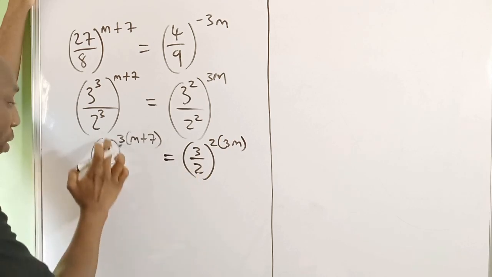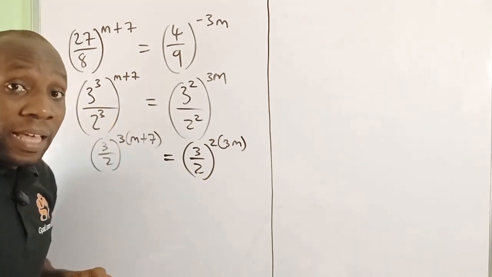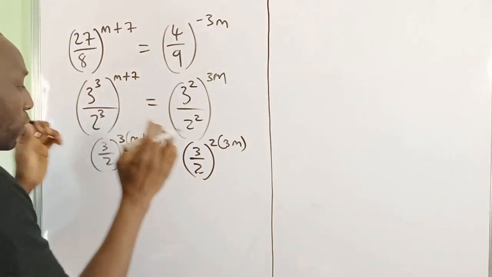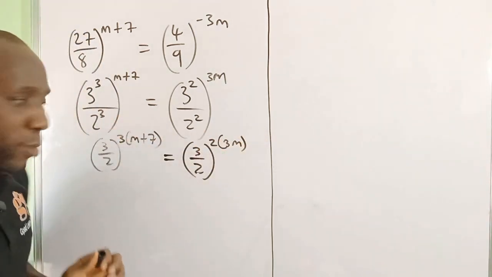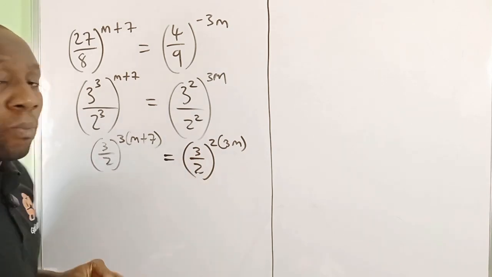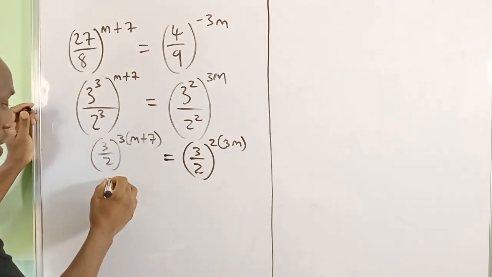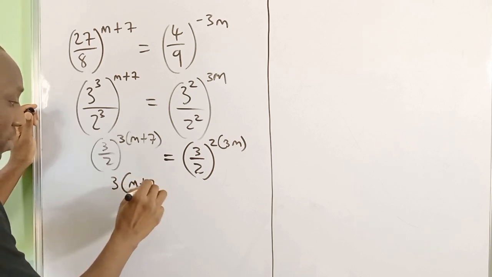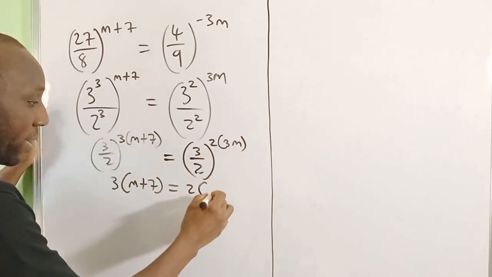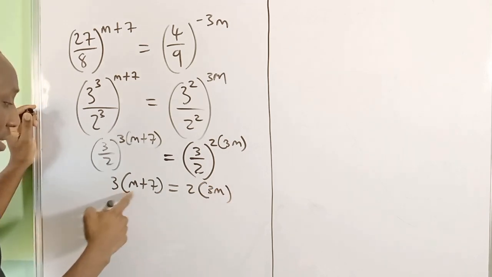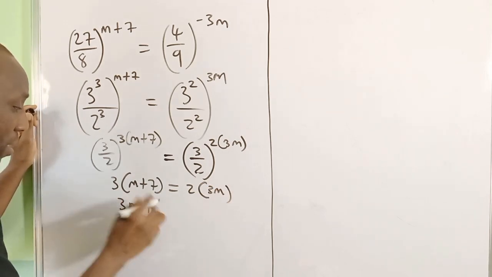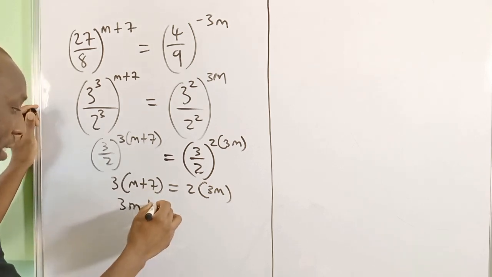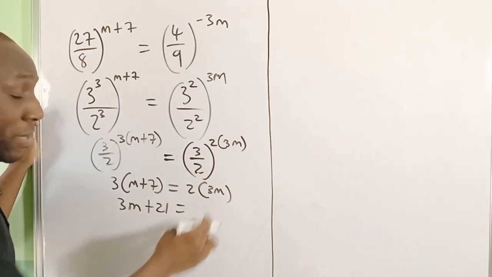We have a common base. 3 over 2 is common to both the left-hand side and the right-hand side. So I'm going to equate the exponent since we have a common base on both sides of the equation. So it's going to be 3 bracket m plus 7 is equal to 2 bracket 3m. So 3 times m is 3m. 3 times 7 is 21.